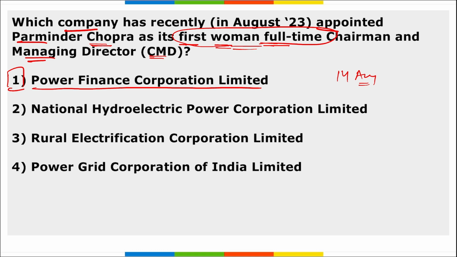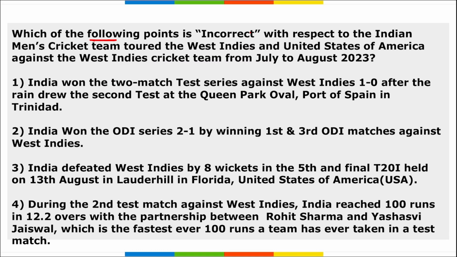Correct? Next, which among the following points are incorrect with respect to the Indian men's cricket team that toured the West Indies and USA against the West Indies cricket team from July to August 2023?